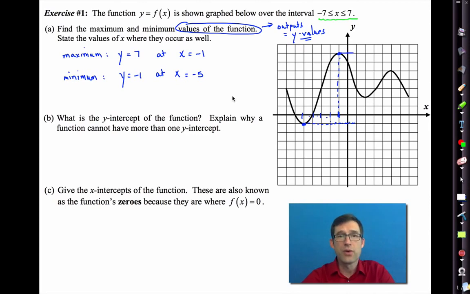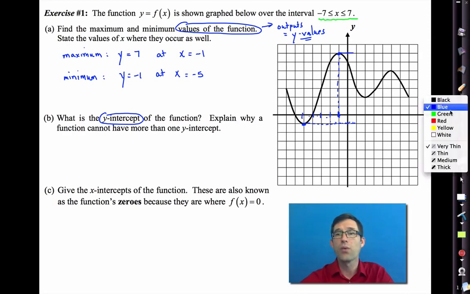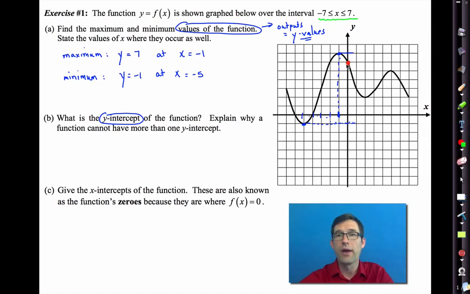Now, something that you should have heard before, especially in terms of lines, is the y-intercept of a function. Letter B: what is the y-intercept of the function? And then it asks us to explain why a function cannot have more than one y-intercept. Well, the y-intercept is simply the y value where we cross the y-axis. I'm going to color it in red, and maybe I'll circle this in red as well. Ooh, we almost get purple. So the y-intercept is y equals 1, 2, 3, 4, 5, 6.